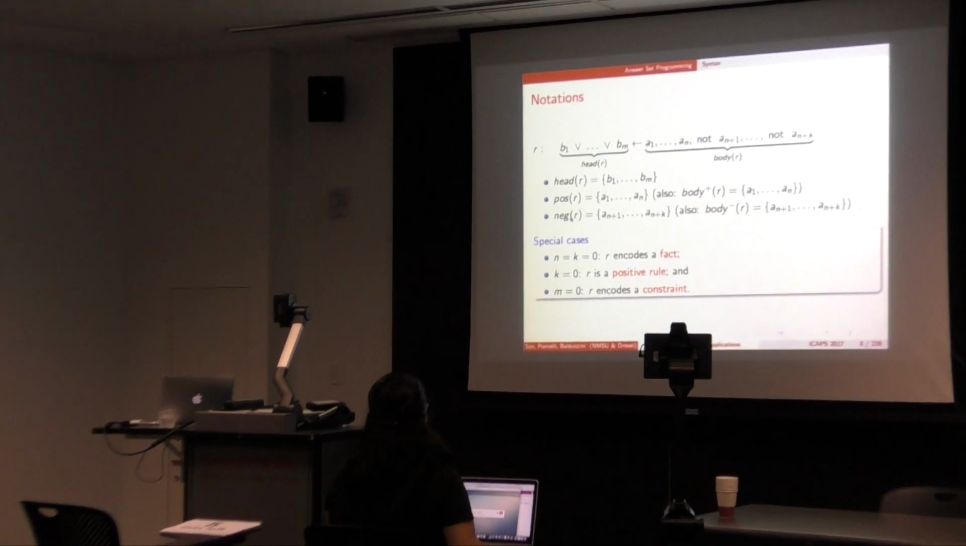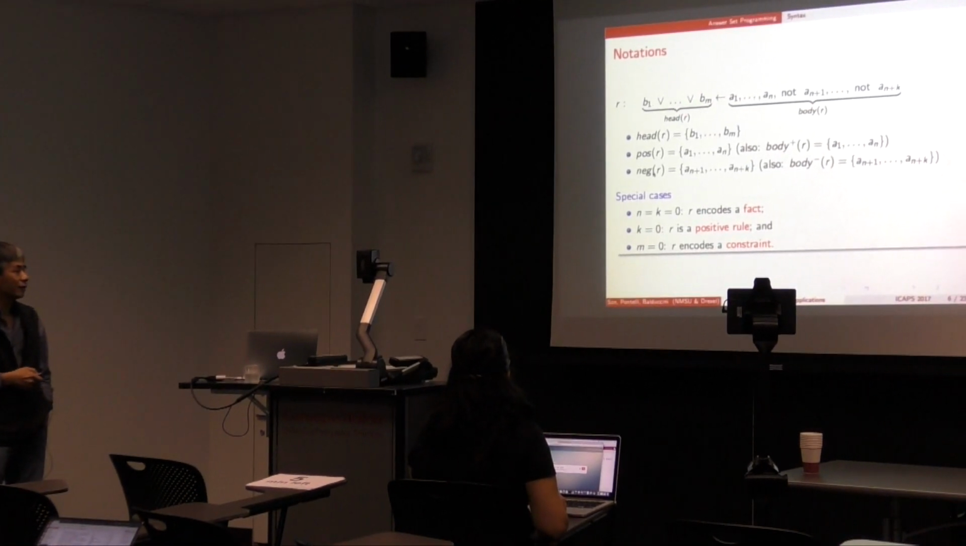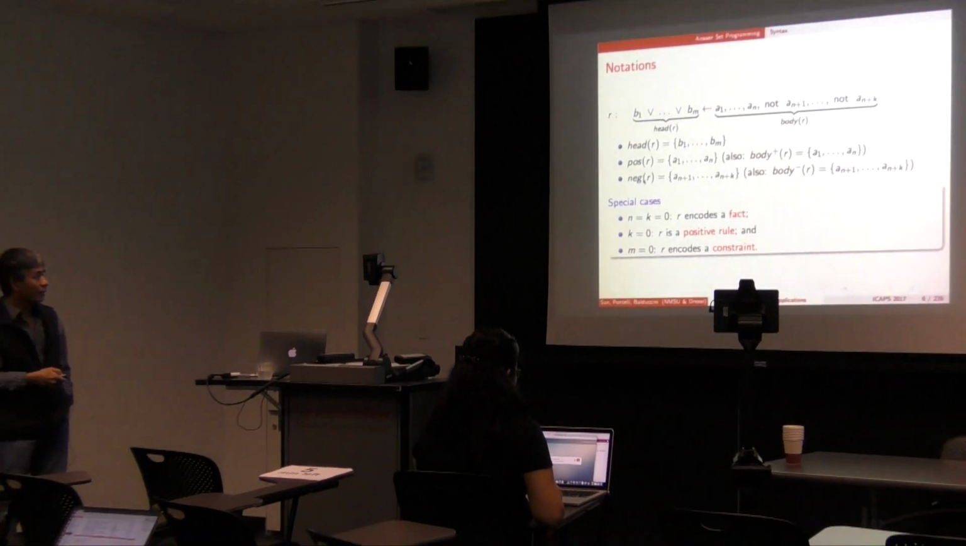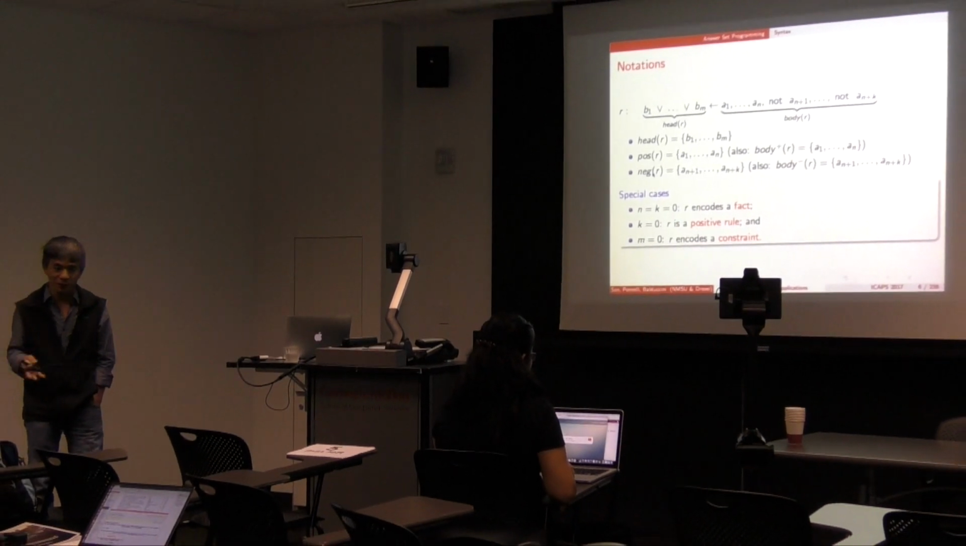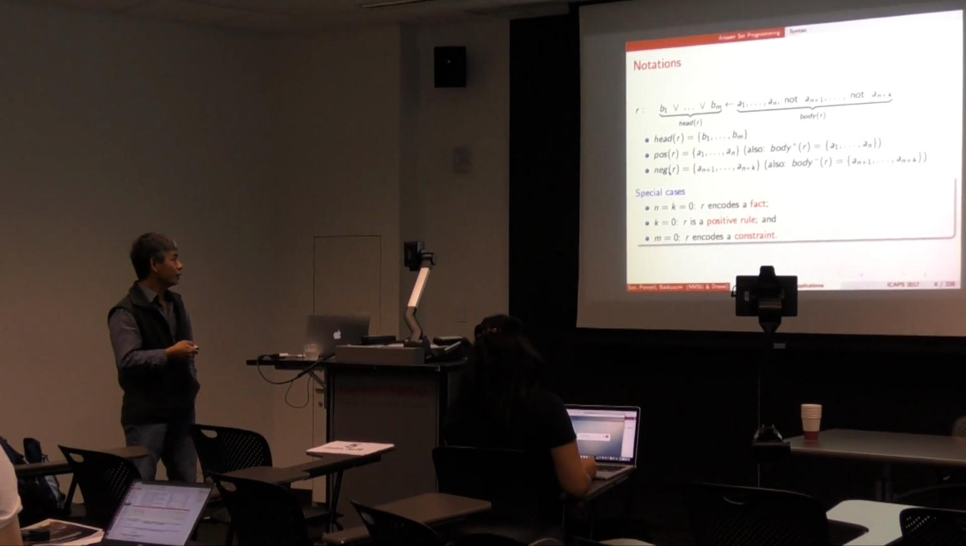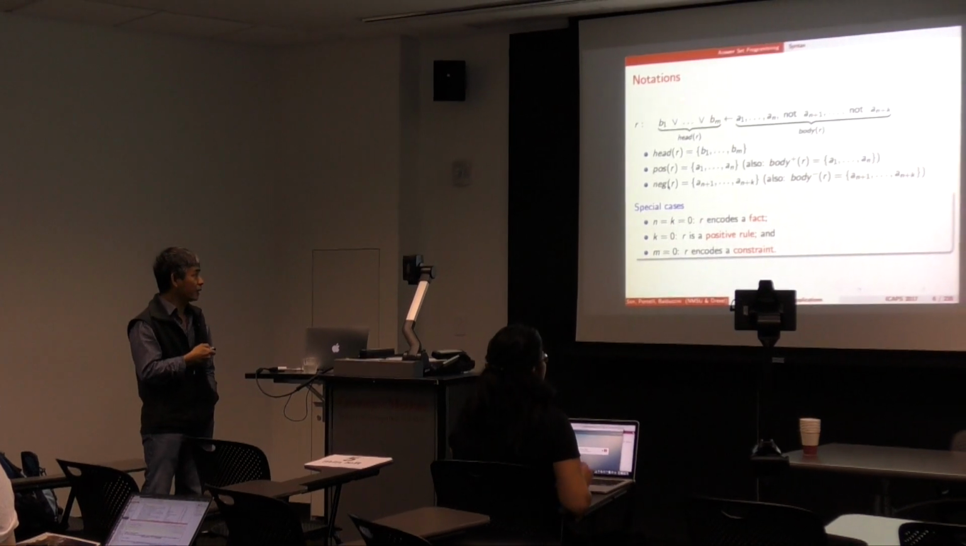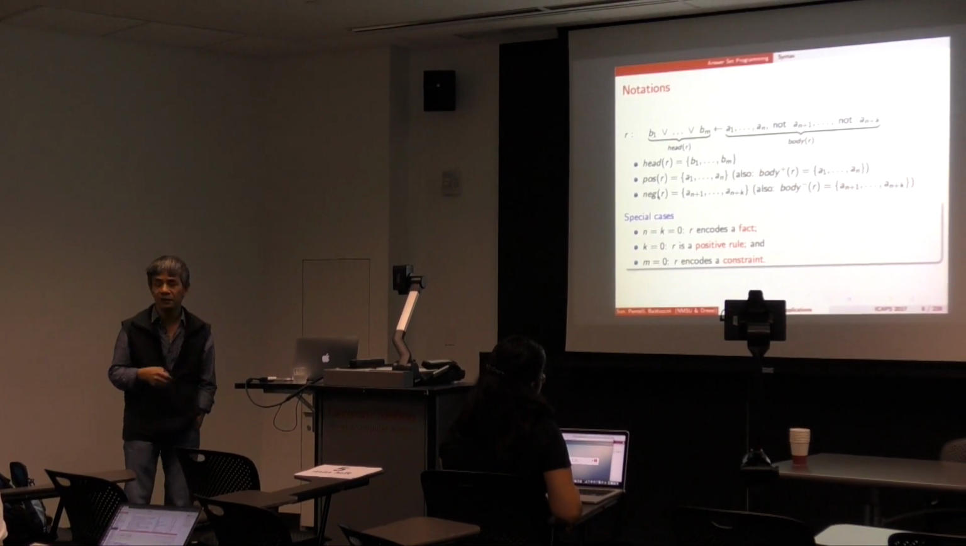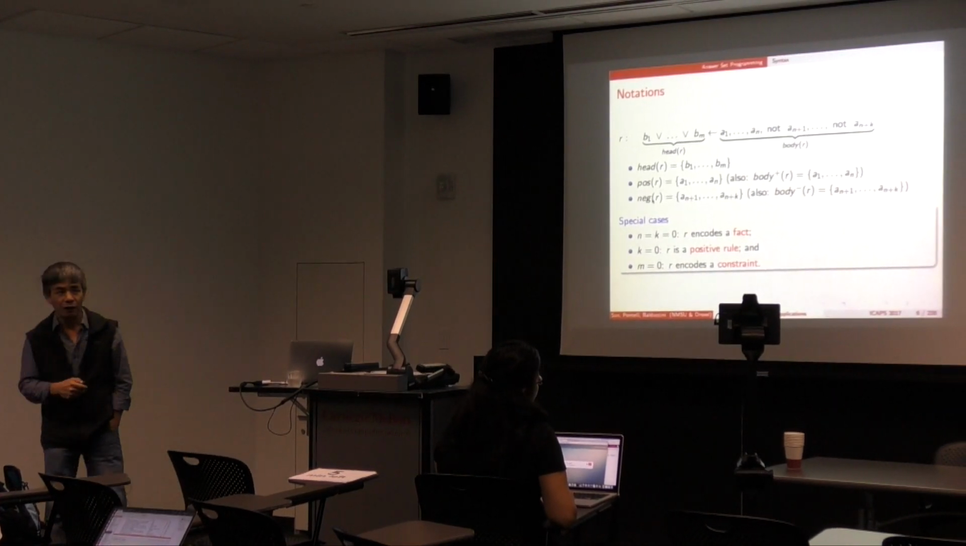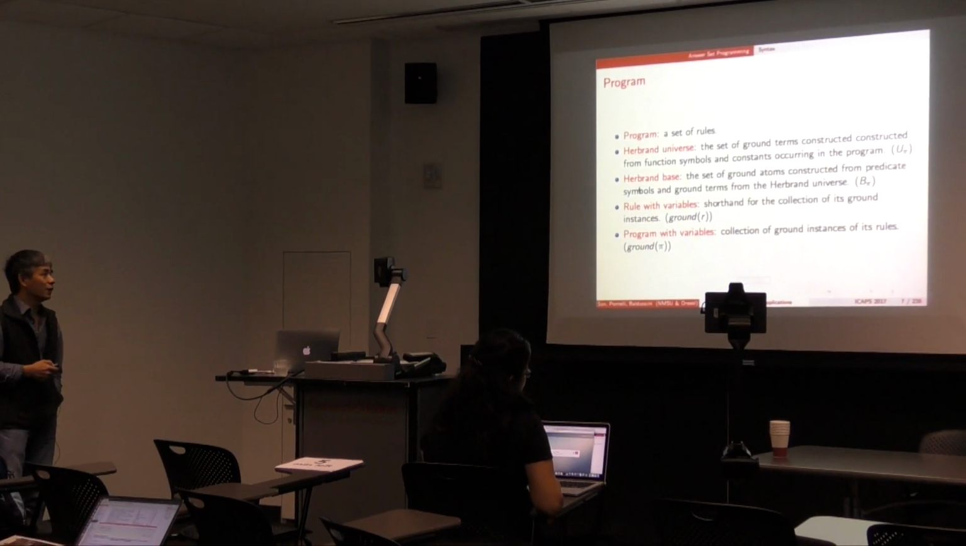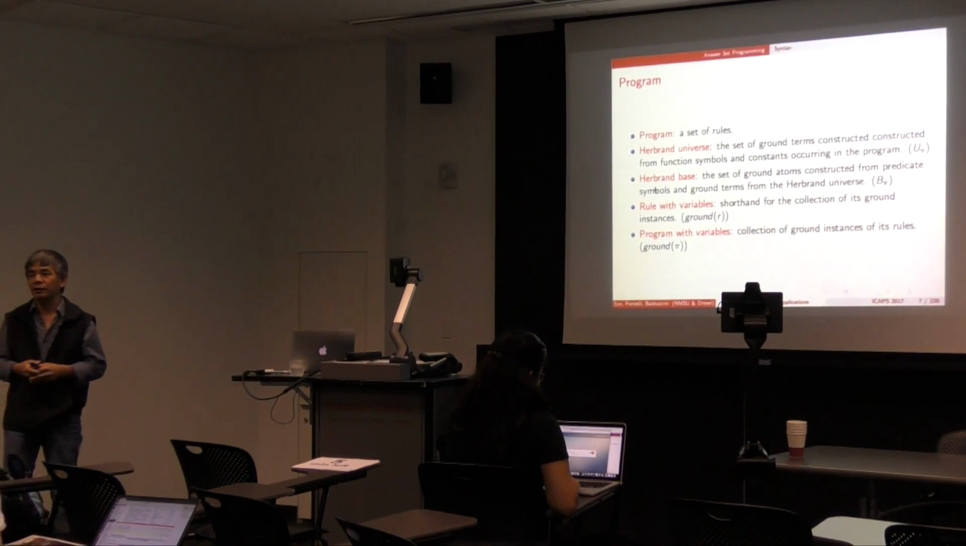So this part can be empty, this part can be empty. If this part is empty, this represents a fact that must be true. And this one, if this part is empty, then it represents a constraint. Okay. So a program is in general a set of rules.